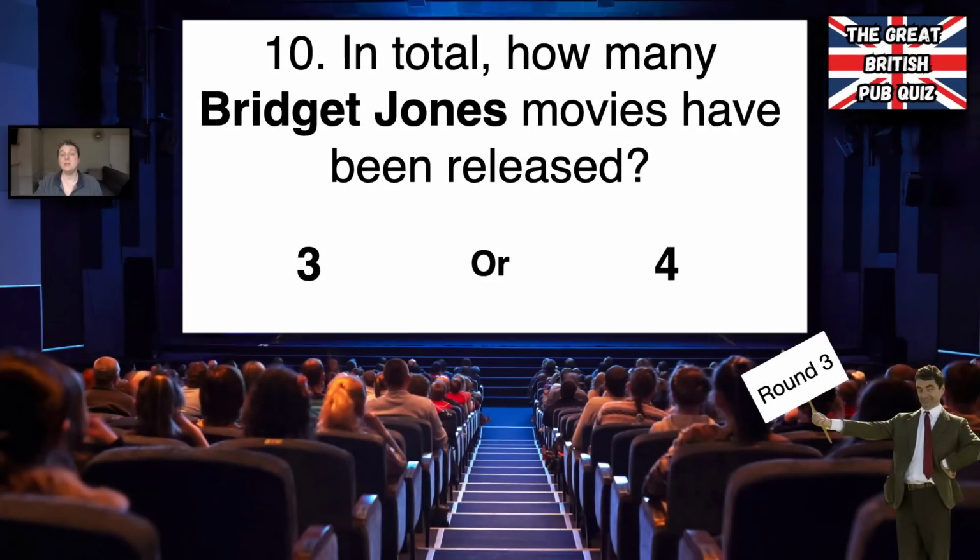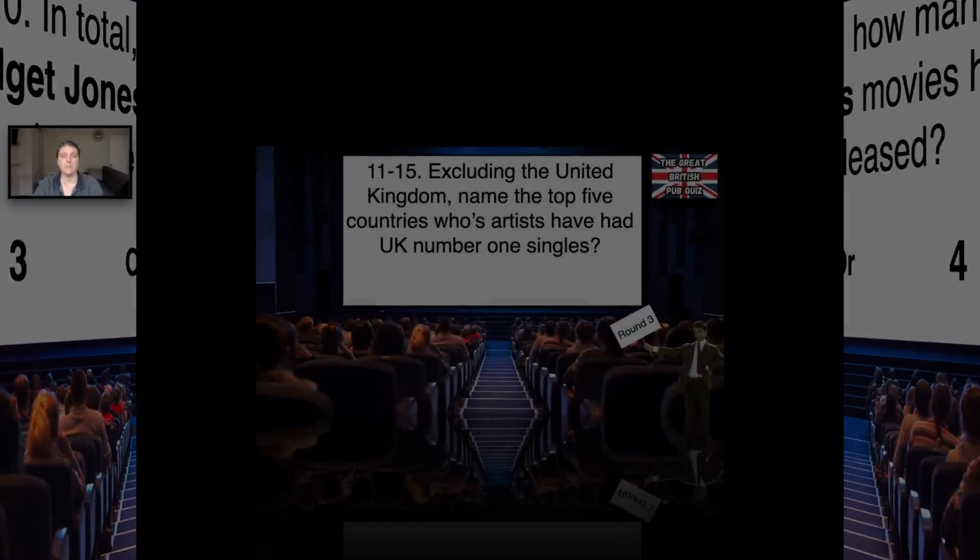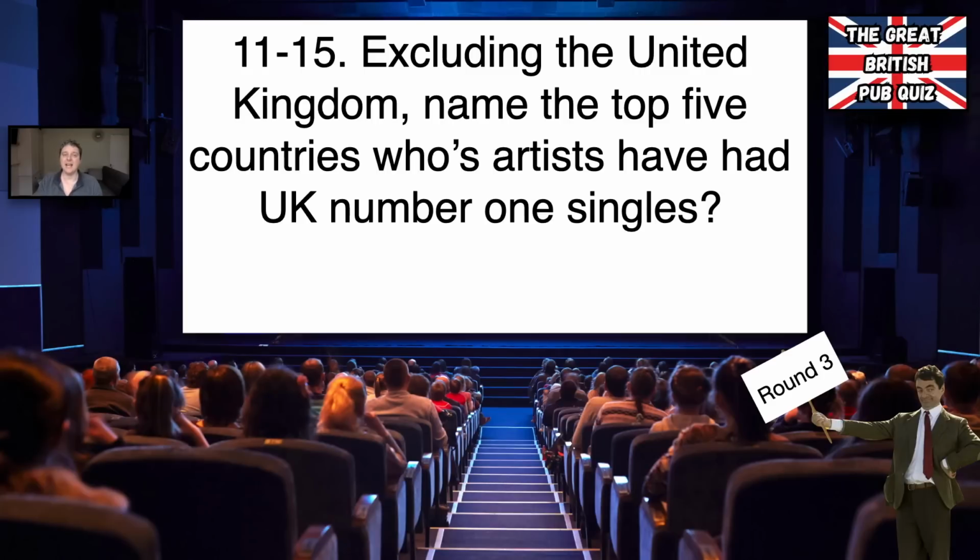Number 10, in total, how many Bridget Jones movies have been released? 3 or 4? Now, question 11 to 15, excluding the United Kingdom, name the top 5 countries whose artists have had a UK #1 single. So it's the country that people have come from who have had the most UK #1s, excluding the UK. You have 30 seconds.